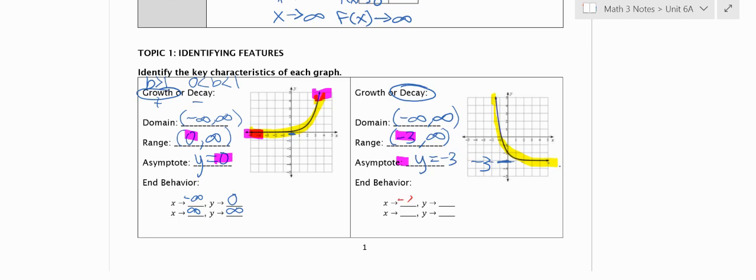For our end behavior, this one might look a little different. So the first one's saying what's happening at the left tail. The left tail, it's going up to positive infinity. What's happening with the right tail? The right tail, it's plateauing off to negative 3. And that would be it.